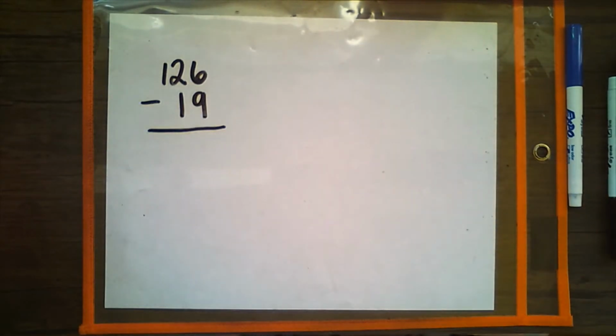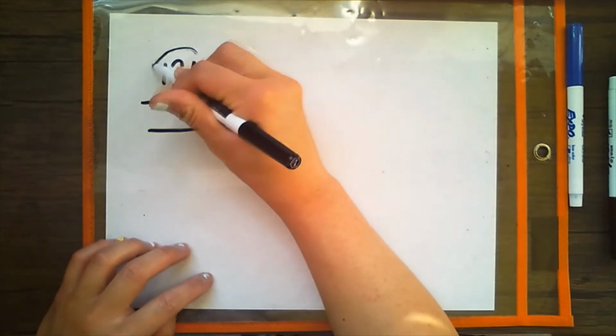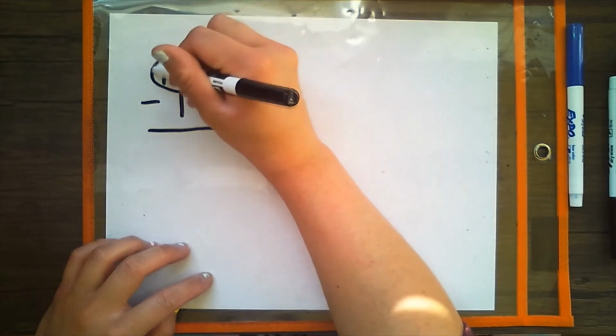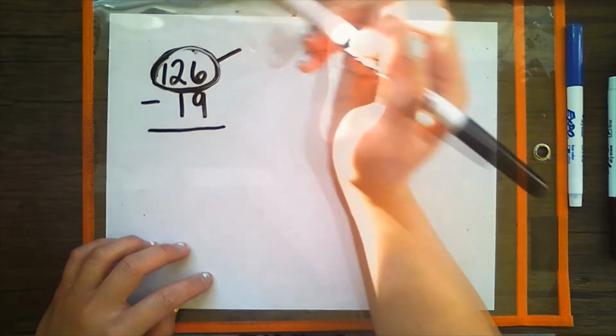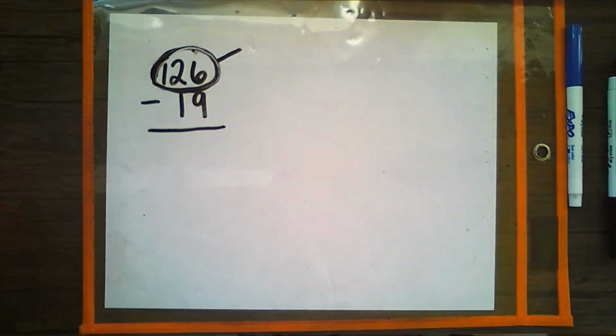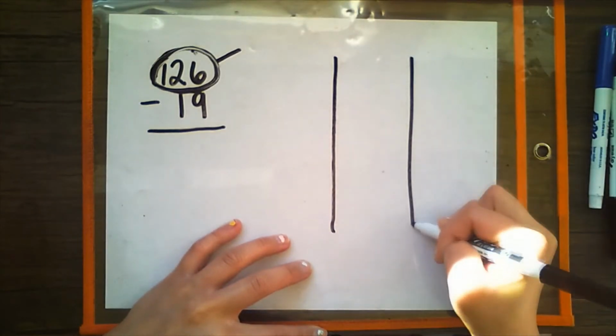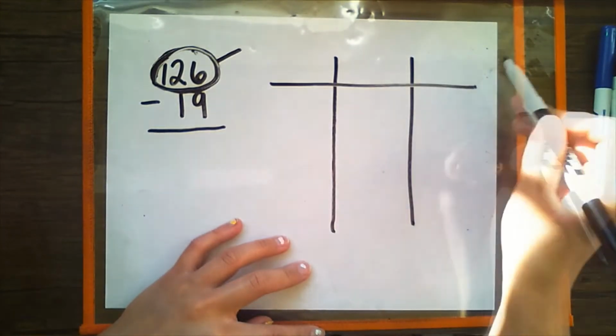Welcome to the next part of the teacher model. For the next part of our teacher model, we are working with the number sentence 126 minus 19. And we began by writing it the vertical way, or the vertical method. Let's draw a magnifying glass around the total 126. So that's my magnifying glass. Now we're going to draw our place value chart, with our labels, just like we did last time.